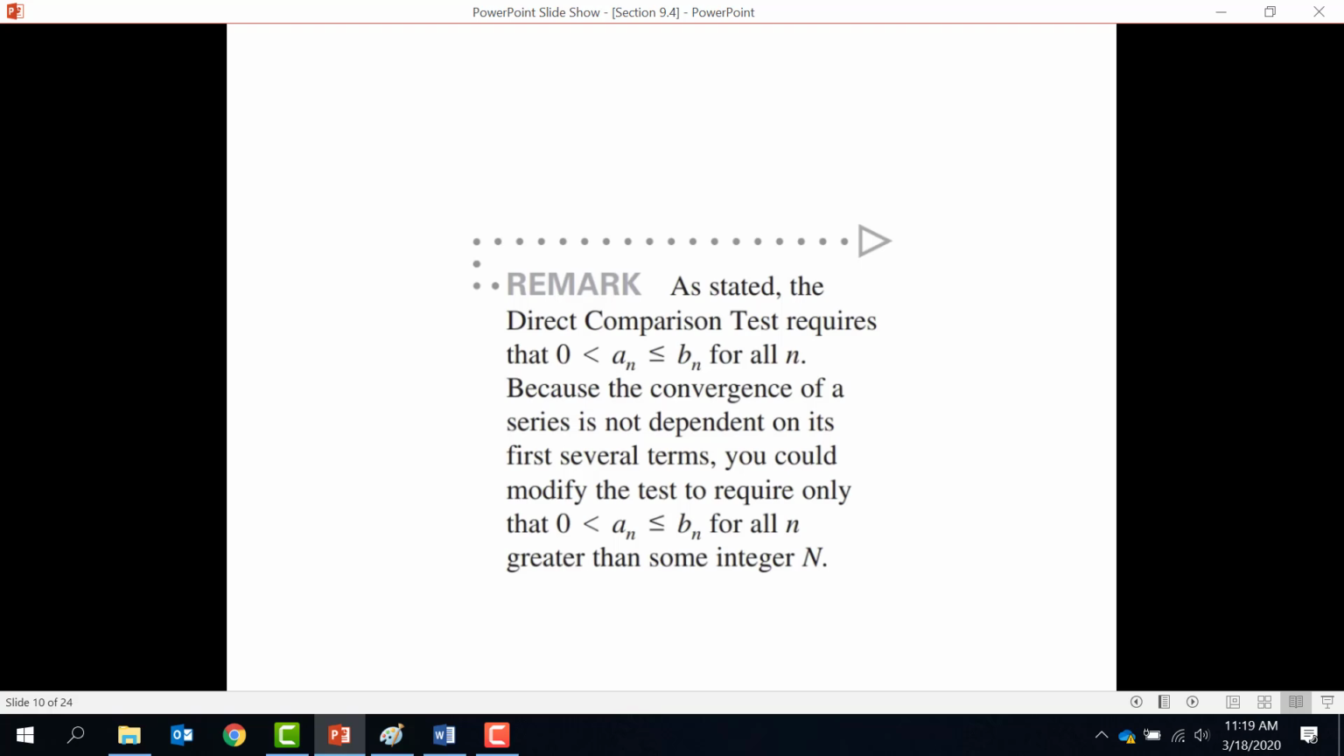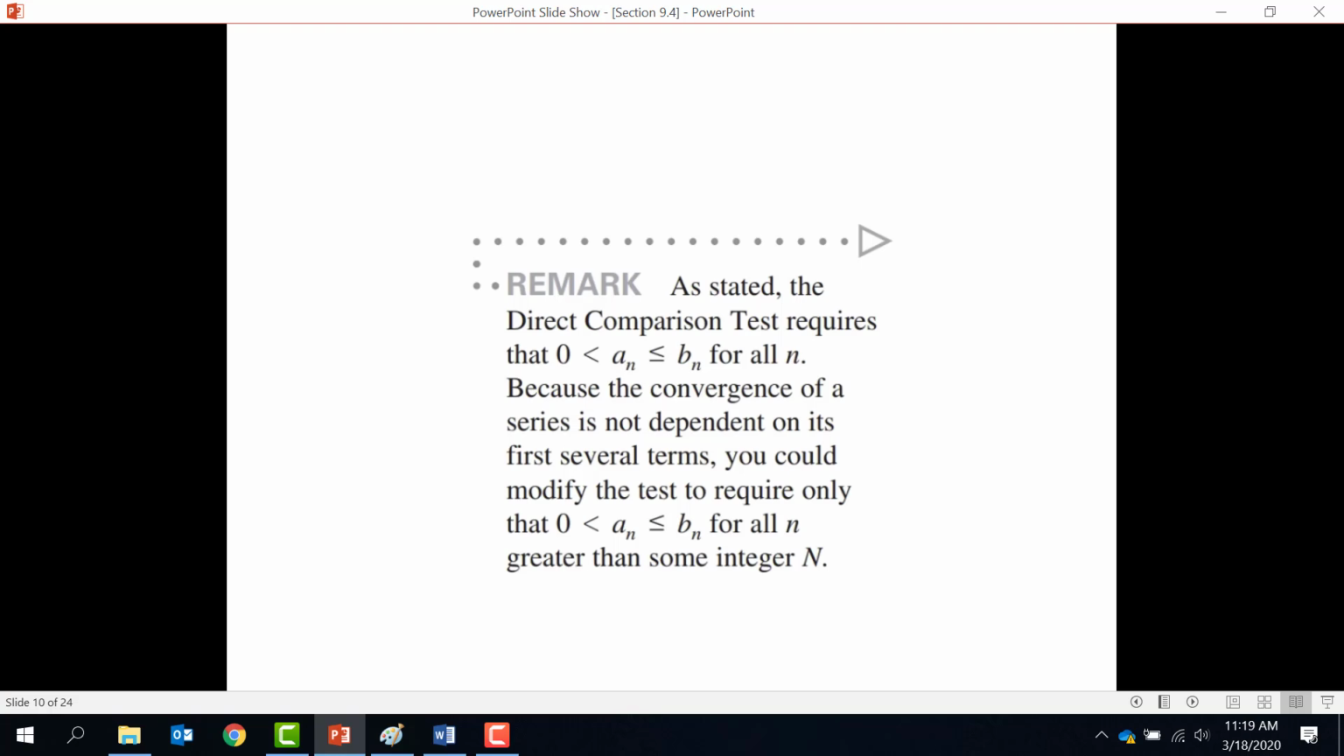We have a remark here. As stated, the direct comparison test requires that a sub n is less than or equal to b sub n for all n. Because the convergence of a series is not dependent on its first several terms, you could modify the test to require only that a sub n be less than or equal to b sub n for all n greater than some integer N. So maybe it doesn't happen for the first 4 or 5 terms. Maybe it happens after that. As long as it's eventually the case that a sub n is less than or equal to b sub n, then your test applies.